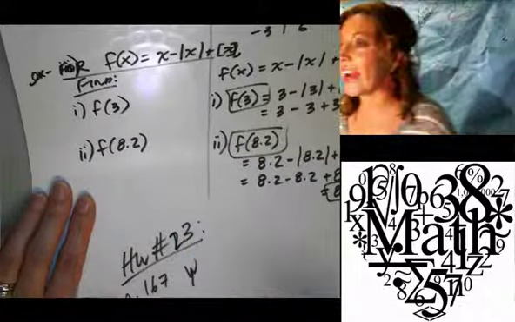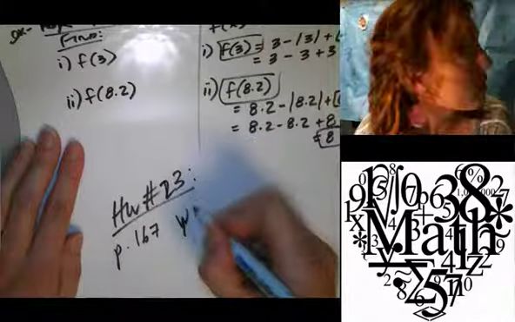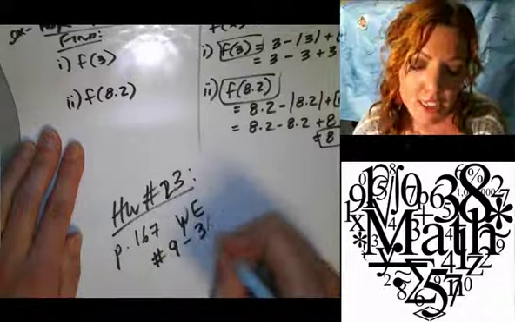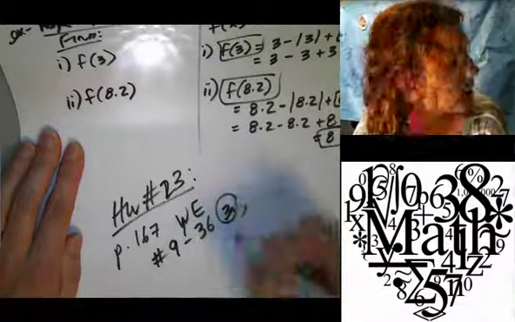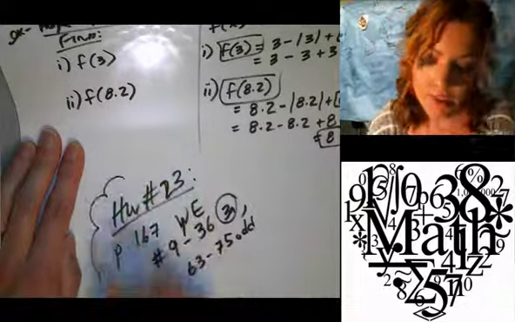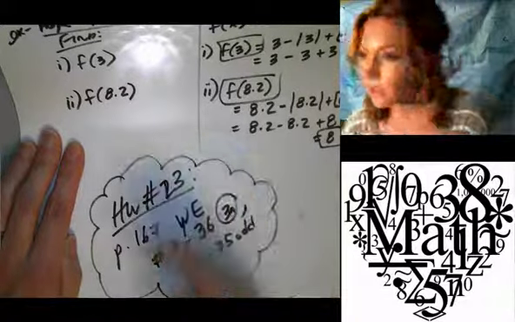Okay, let me write this up here. I have to write it up before you can get started. 9 to 36, multiples of 3, and 63 to 75 odd. There you have it. All right.